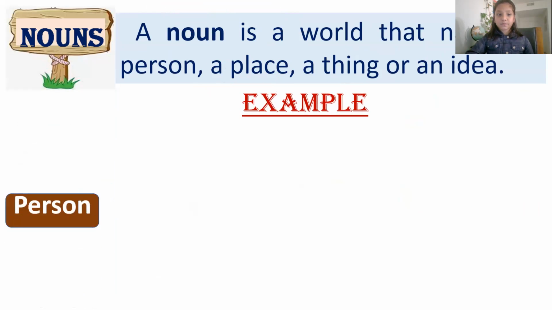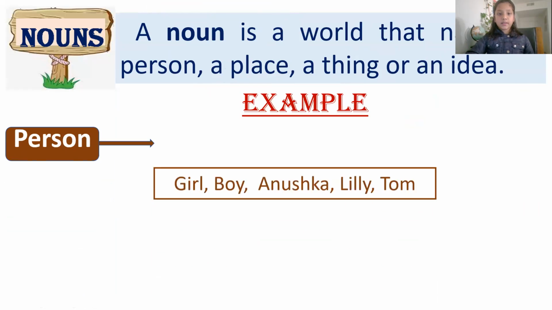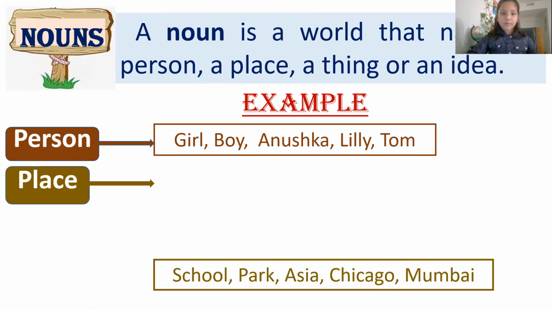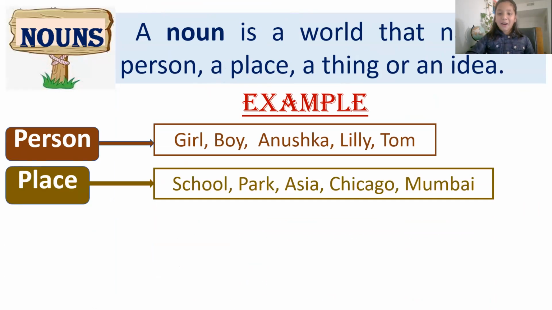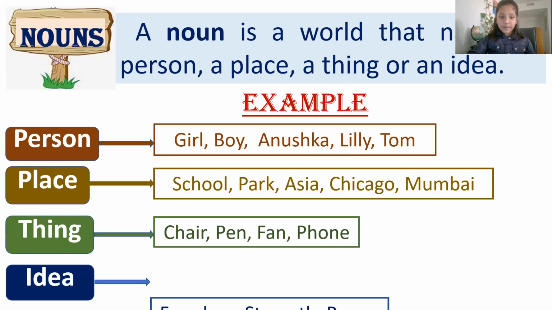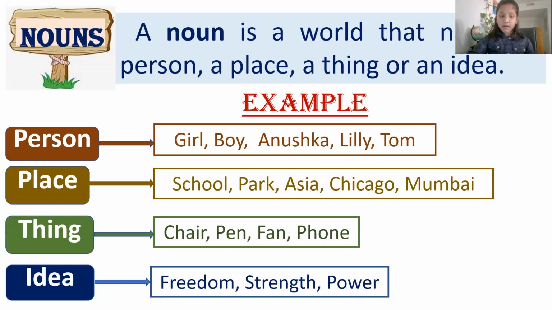For example, a person would be girl, boy, Anushka, Lily, or Tom. Place would be school, park, Asia, Chicago, Mumbai. And a thing would be chair, pen, fan, and phone. Idea would be freedom, strength, and power. Some more examples of an idea are love, happiness, anger. Let's move on.